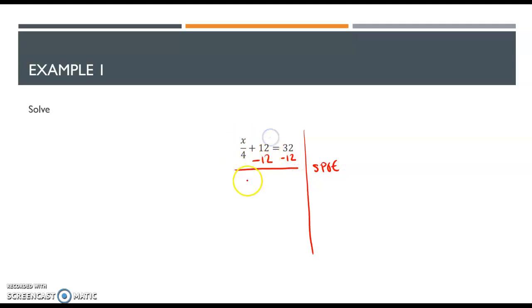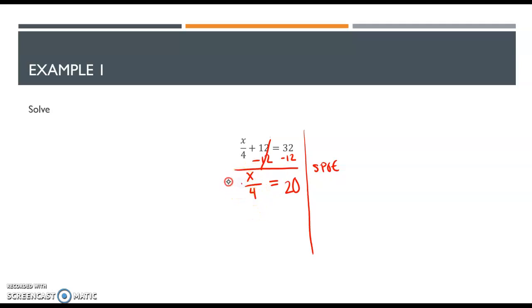And so I still have the x divided by 4. And this is how I want you to show your work. Equals, and then 32 minus 12 is 20. So again, like I said, this is how I would like for you to show your work at this point in time. Now, x over 4 is the same as x divided by 4.